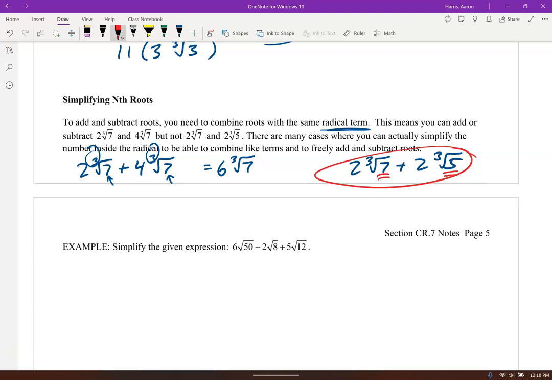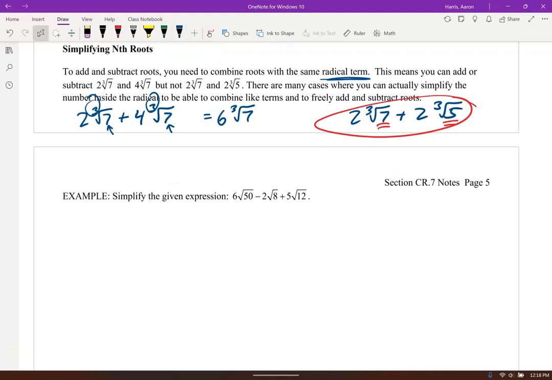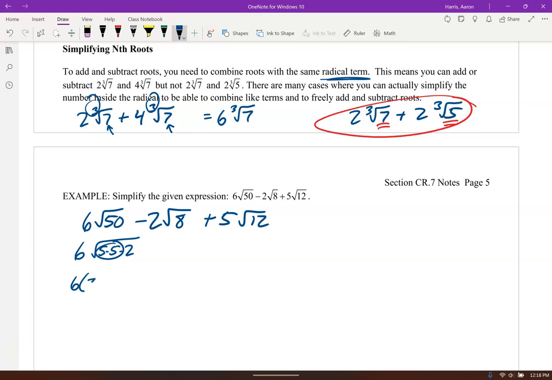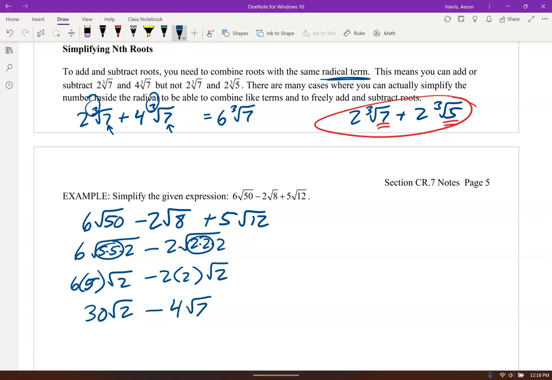Okay, so you want to go ahead and simplify these and then see if they're like radical terms in order to add them up. So for example, 6 square root of 50. So I'm thinking square root of 50. Well, 50 is 25 and 2. In other words, 5 and 5 and 2. So 5 comes out. So 6 times 5, and I'm left with a 2. So I have 30 root 2. Now let's go to the 2 root 8. Well, 8 is 2, 2, 2. Square root of 4 is 2, so I have a 2 come out. I'm left with a 2 underneath.